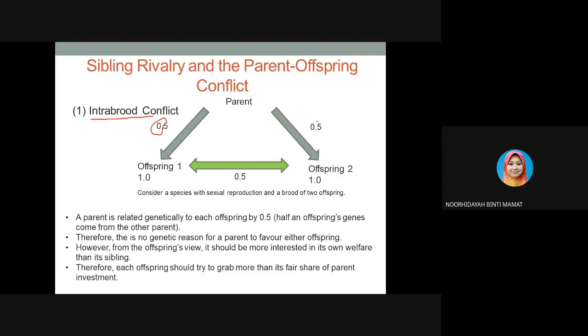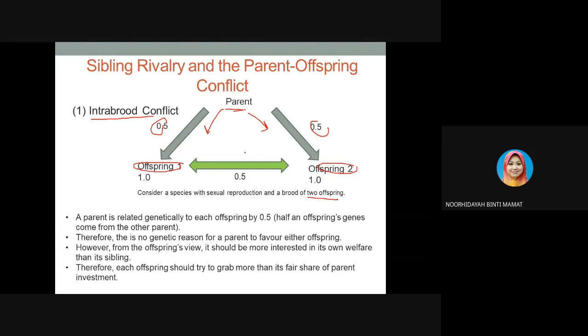So here we consider a species with sexual reproduction and a brood of two offspring. This is offspring one, and this is offspring two. We assume that a parent is related genetically to each offspring by 0.5, which is half, and offspring genes come from the other parent. Therefore, there is no genetic reason for a parent to favor either offspring. So the parent has no reason to favor offspring number one or offspring number two.